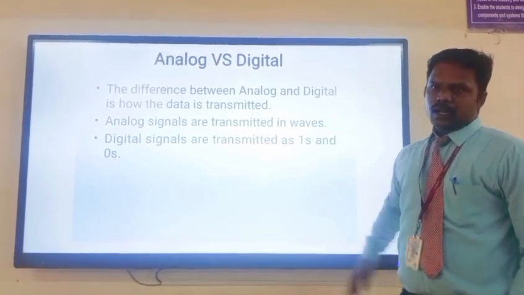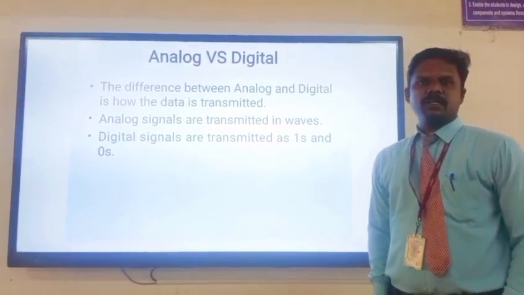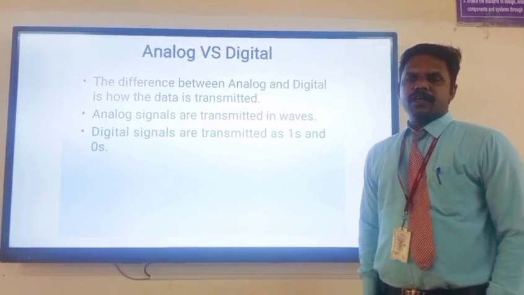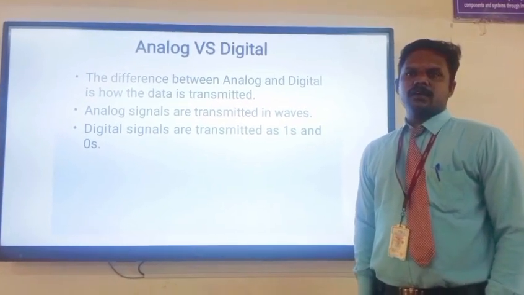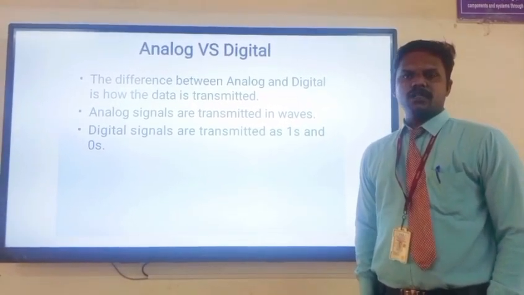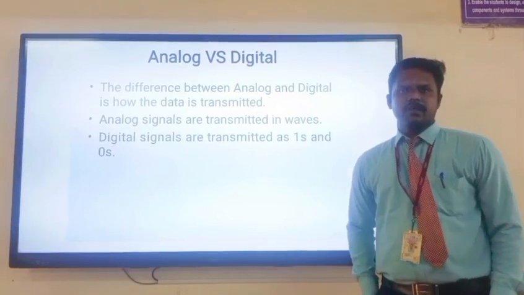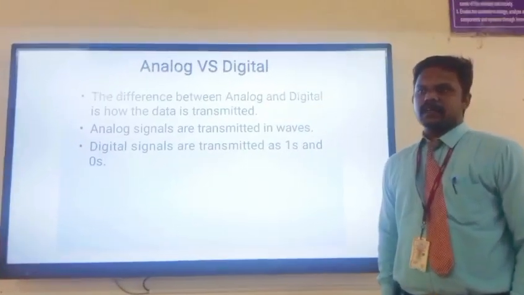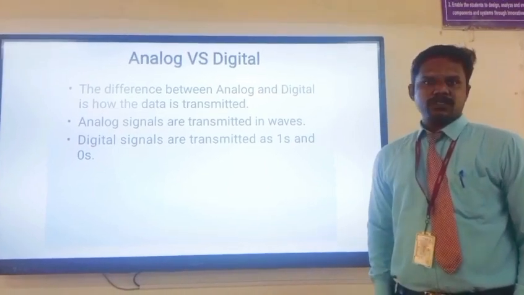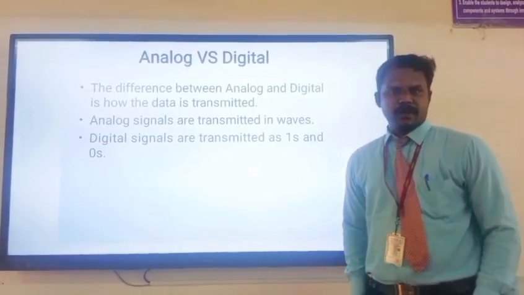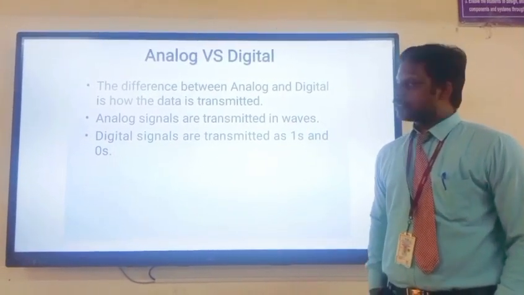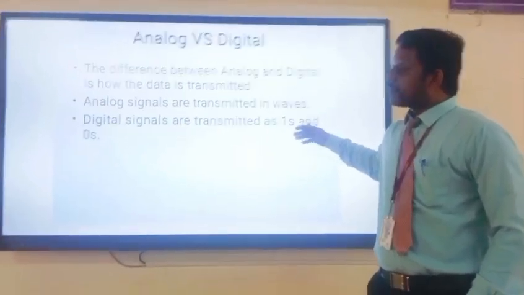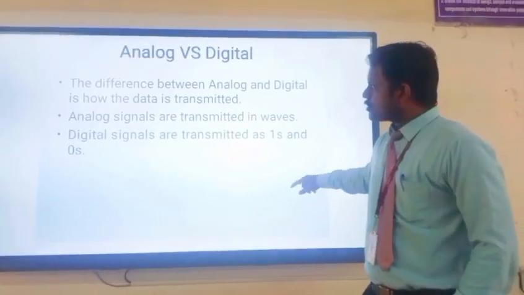If we compare analog and digital, which one is better? If you take analog signal, the accuracy is somewhat low and also it is affected by noise. When you go with digital signal, it is represented with zeros and ones, so it is less affected by noise and also gives more accuracy. So it is a basic difference between analog and the digital signals.